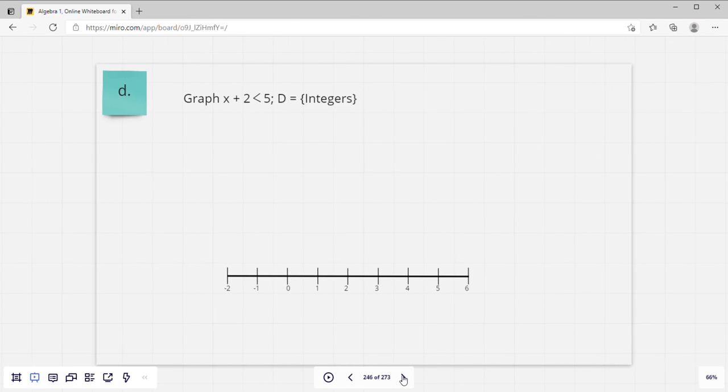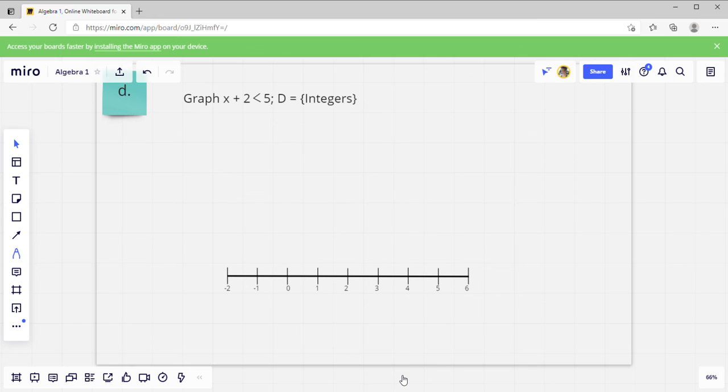All right, last one. X plus 2 is less than 5. And this is going to be integers, so we're going to be using dots. We're going to subtract 2 from both sides, and we get X is less than 3. So this is going to be everything that's less than 3. It's not equal to 3. So we're going to start at 2, 1, 0, negative 1, negative 2.